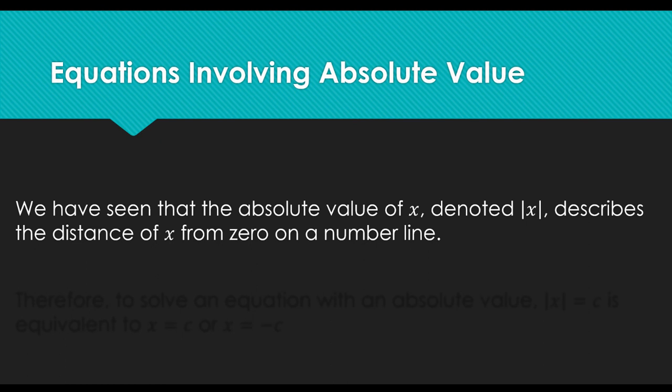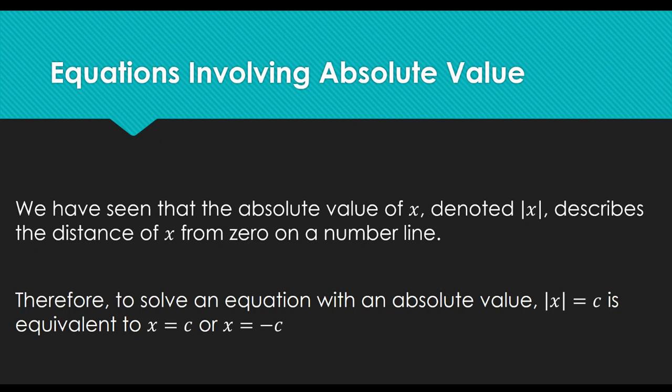describing the distance of x from 0 on a number line. So that's why whenever you take the absolute value of a number, regardless if that number inside the absolute value is positive or negative, you're going to get a positive answer because we're describing distance, and you can only describe distance with positive values. So therefore, to solve an equation of the absolute value, if we have that absolute value isolated by itself and it equals c, it's equivalent to then just x equaling c or x equaling negative c.